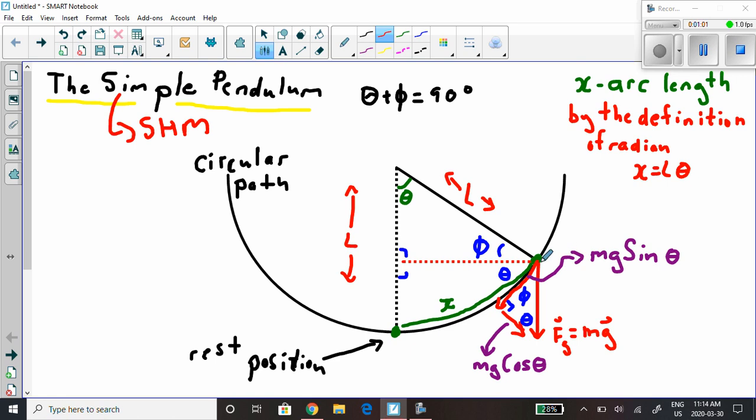So let's take a look at the path of the mass at the end of the string from here all the way through to here. And I'm going to call that X. Now, it's not a straight line. It's what we call an arc length.